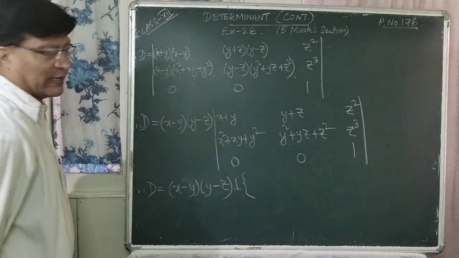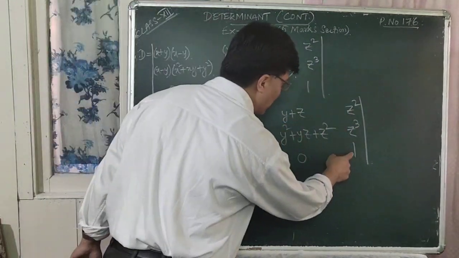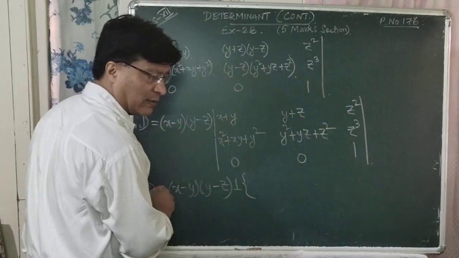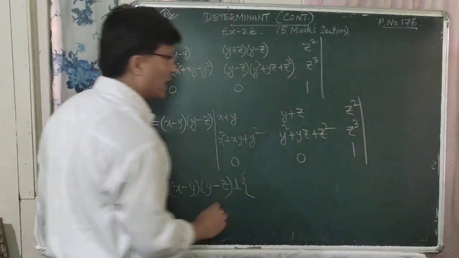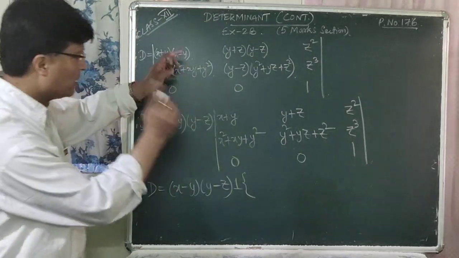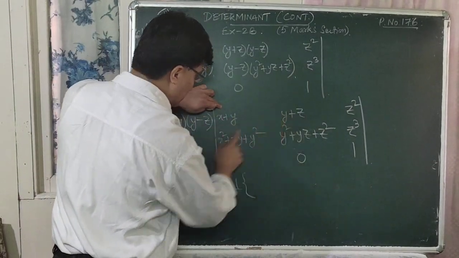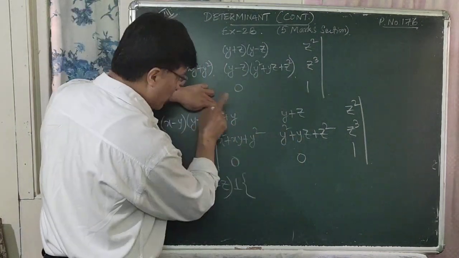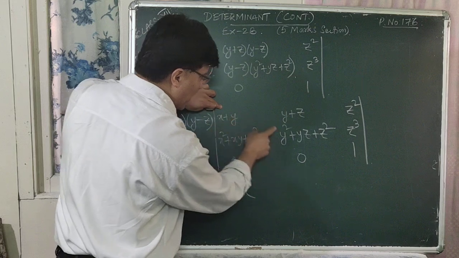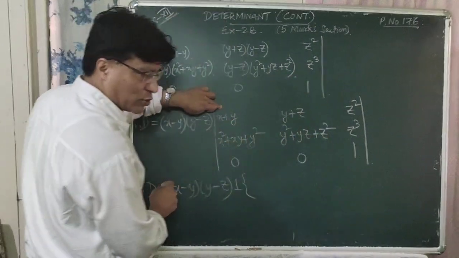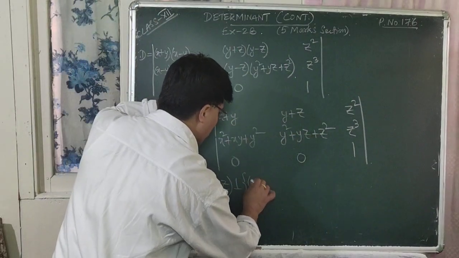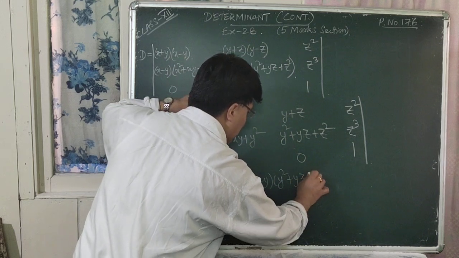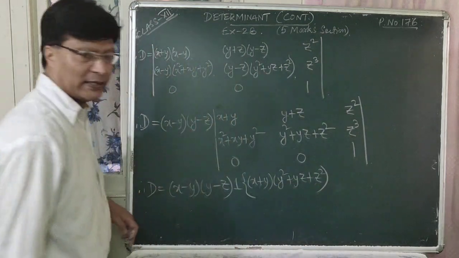So within second bracket, if this number 1 is considered, delete the row and the column through this element 1. That means third row and third column are deleted. Okay? Now x plus y, y plus z, this term and this term remain. Now we have to cross multiply. First of all, we have to cross multiply x plus y by y square plus yz plus z square, right?